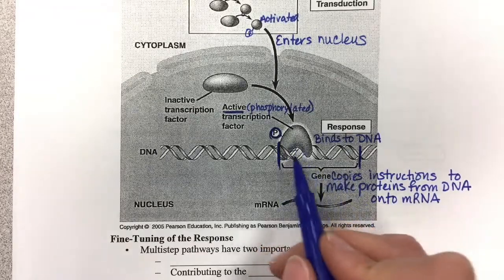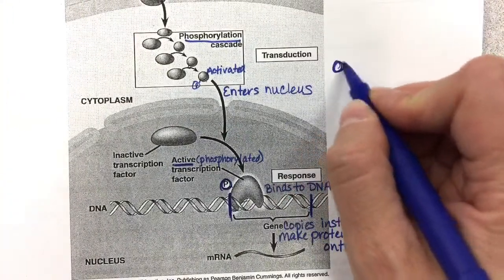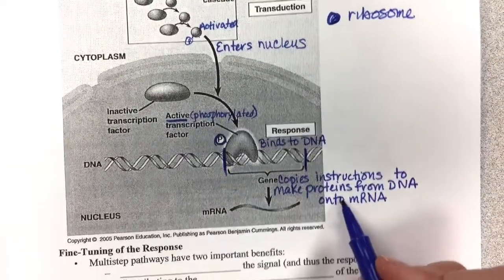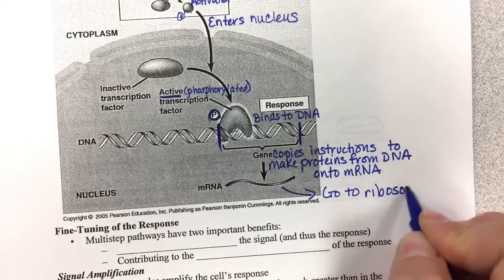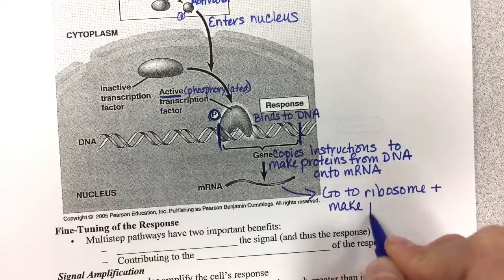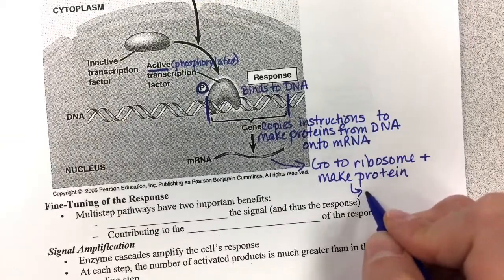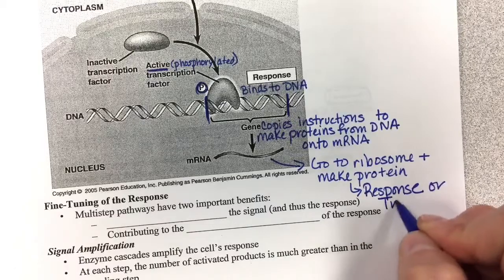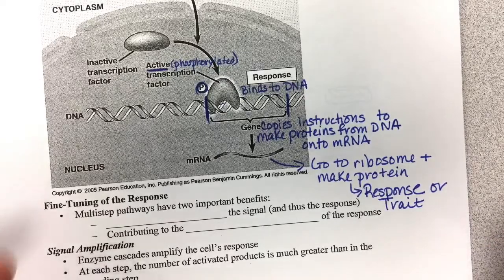It copies those instructions because, remember, DNA does not leave the nucleus. We're going to make a protein, and proteins are made outside the nucleus. Where? Outside the nucleus, by the little guy called the ribosome. So the mRNA is going to go to the ribosome and make a protein, which would then lead to your response. Sometimes in genetics it's called a trait, because that protein will do something like be an enzyme that's going to do a certain job, and that gives you a certain trait because you have that characteristic.